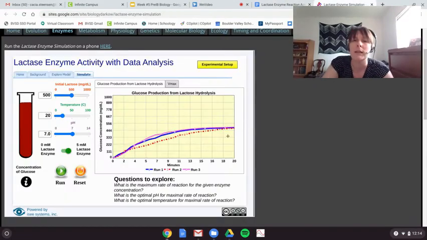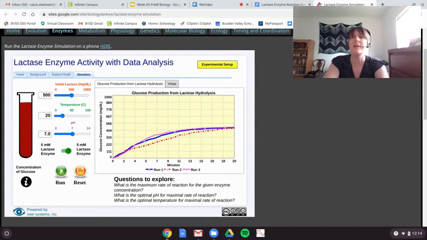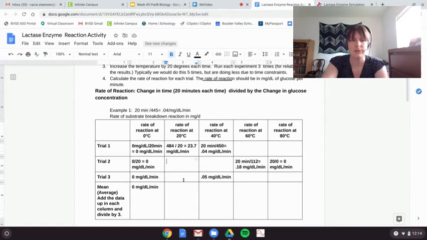Then I can go back over here and go to 20 again. It looks like this time it's 475 for trial number 2. So 475 divided by 20, because it's still 20 minutes. We'll see what that's going to be. 475 divided by 20, 23.75 milligrams per deciliter per minute.